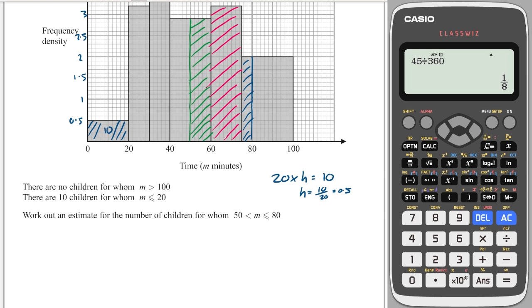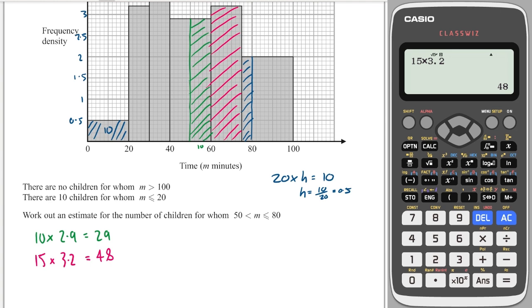So the green block has a width down the bottom of 10. And it has a height all the way up to 2.9, that looks like. So that's 29. And the red has a width, it goes to 75, so from 60 it's 15. And the height goes up to 3.2. Okay, so 15 times 3.2 is 48.